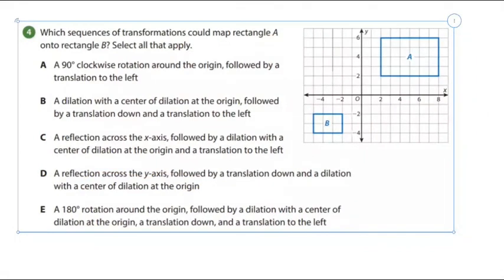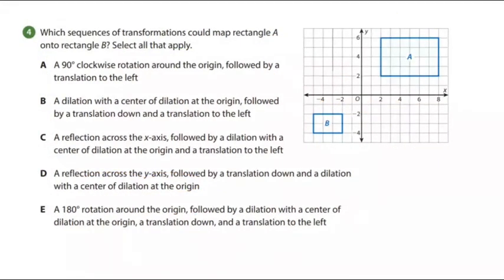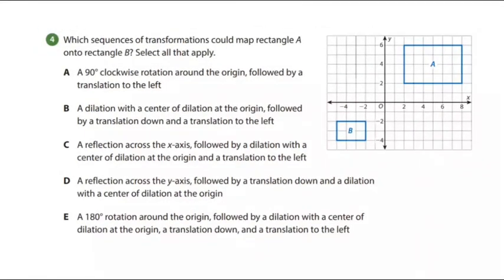So I do have my original picture here from A through D. And then the last one, 180-degree rotation about the origin. That is going to give me this rectangle right here. So that's the first step. A dilation with the center at the origin is going to turn it into this rectangle right here, followed by a translation down and a translation left. So yes, this goes down one and to the left one. That one will work.